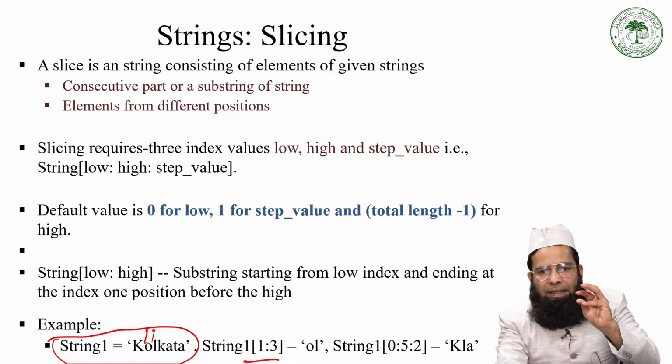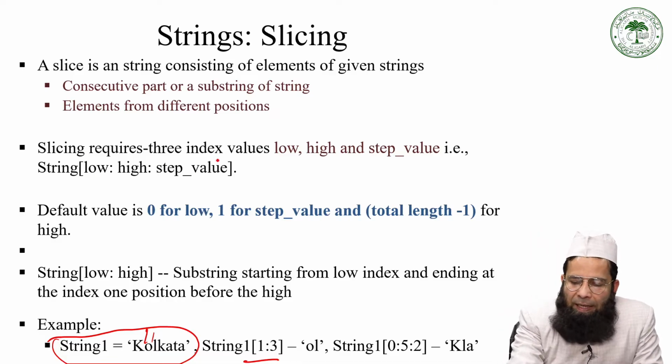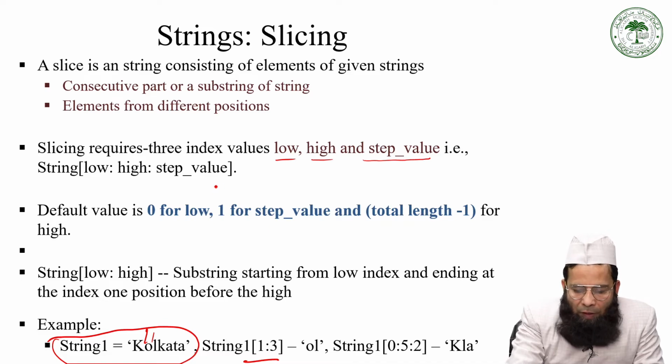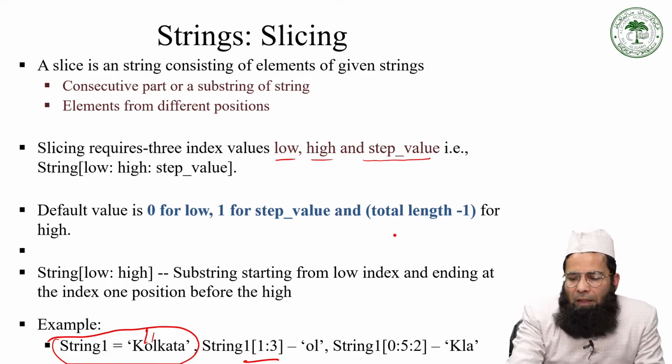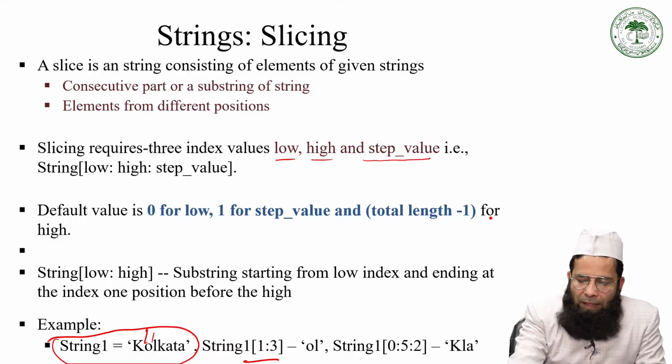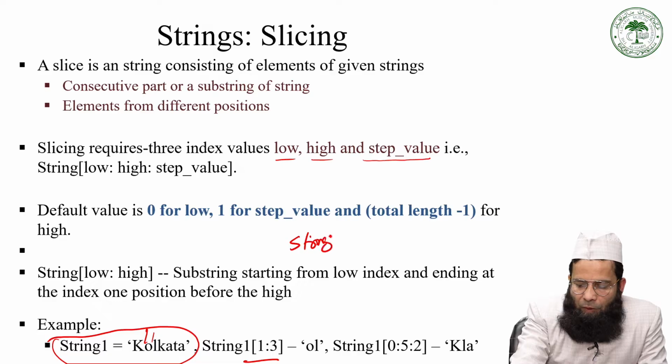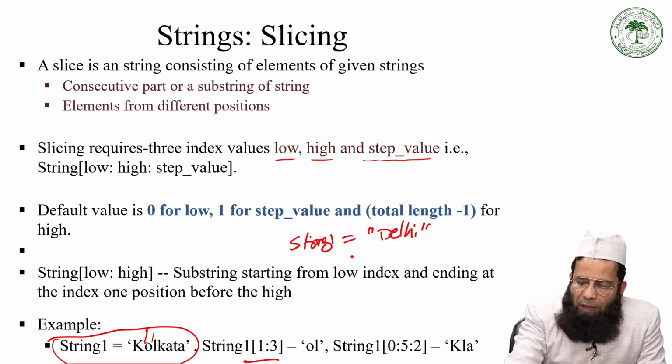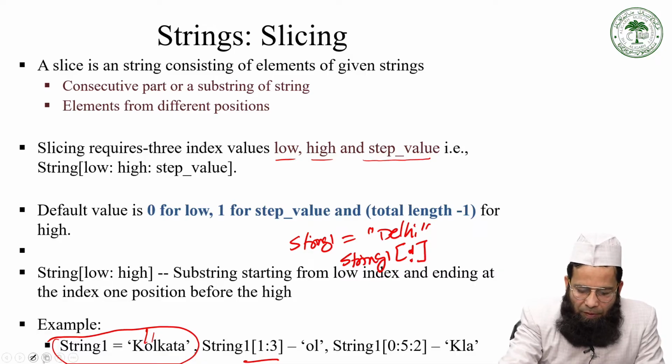So how is it extracting? Slicing requires three index values: low, high and step value. The default value is 0 for low, 1 for step value, and total length minus 1 for high, right? Suppose I am writing string1 is equal to daily, right? If I write string1 colon only, not this, let me erase this one.